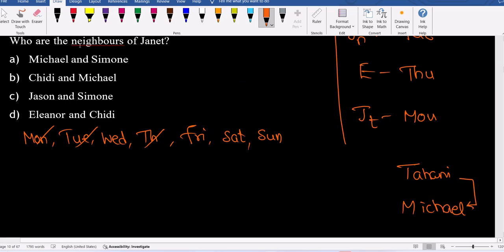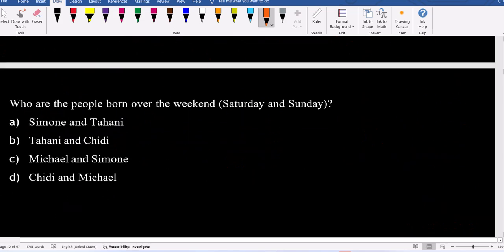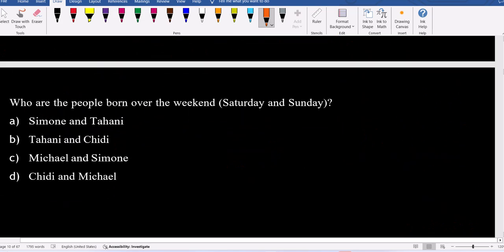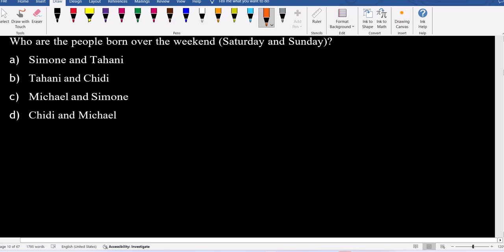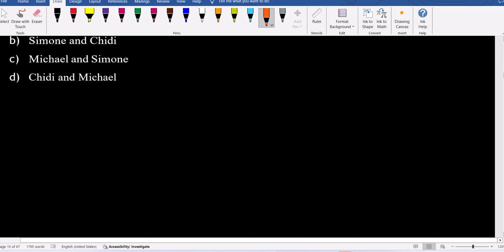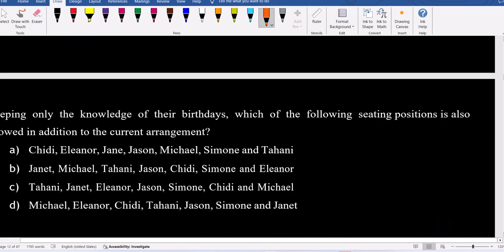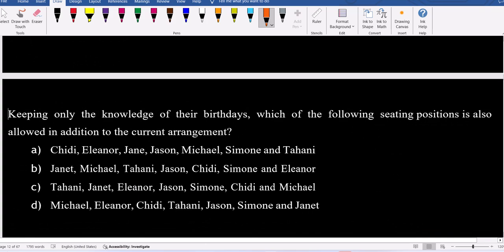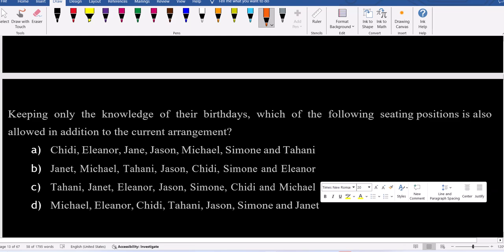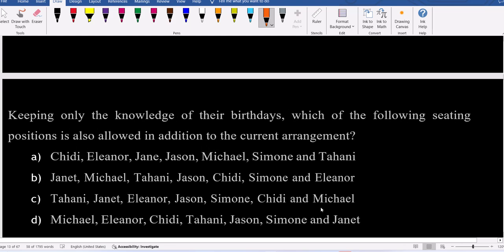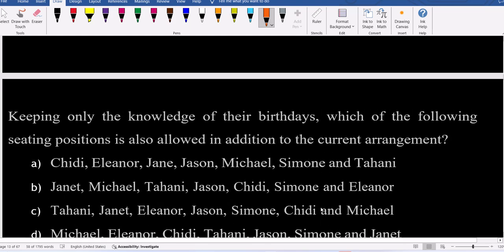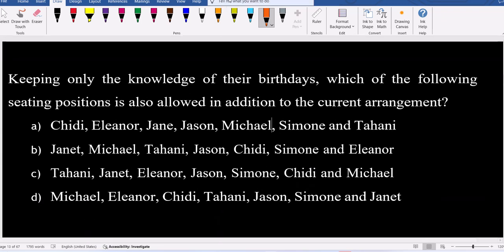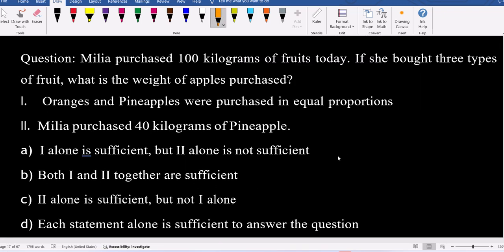Sir, this much time is taken because they are asking a lot of things here. Who are the people over the weekend, Saturday, Sunday? And there are a lot of questions given. 4 questions are given. One is regarding the arrangement, keeping knowledge of their birthdays. This is regarding birthdays. Check this data sufficiency related question.